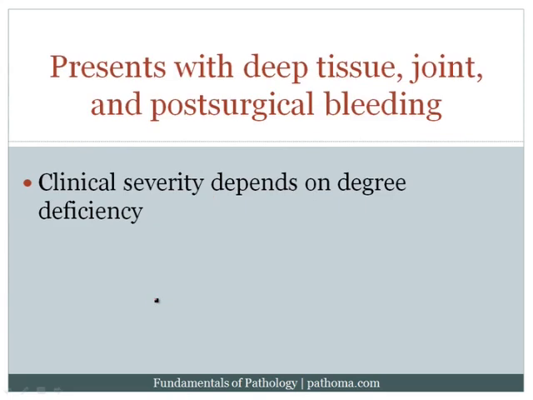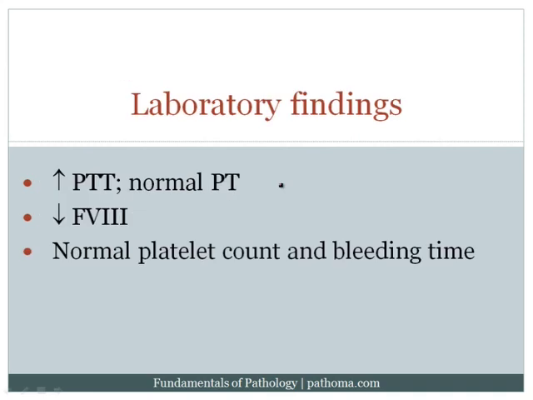Now, these patients have a factor 8 deficiency, so they're going to present with deep tissue, joint, and post-surgical bleeding. These are the classic signs and symptoms of patients who have disorders of secondary hemostasis. The clinical severity will depend on the degree of deficiency. If there's a major deficiency, of course it would be more clinically severe. As far as laboratory findings are concerned, there's going to be an increase in the PTT and a normal PT.